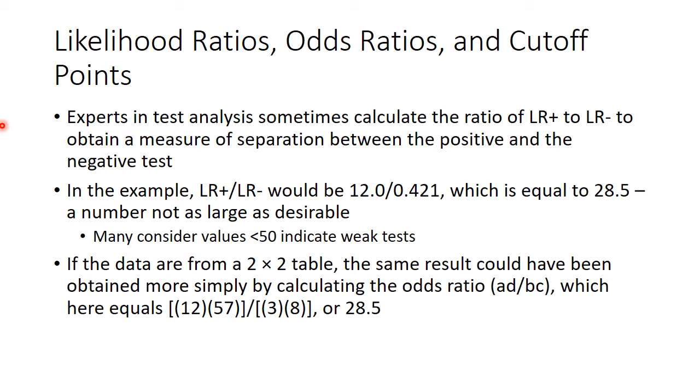Another way we could have done that was by calculating what we call an odds ratio. Basically you take all your true results, so your true positives and true negatives, divided by your false positives and false negatives. Again, you end up getting the same result here. So again, it gives you an idea of how well that test is performing.